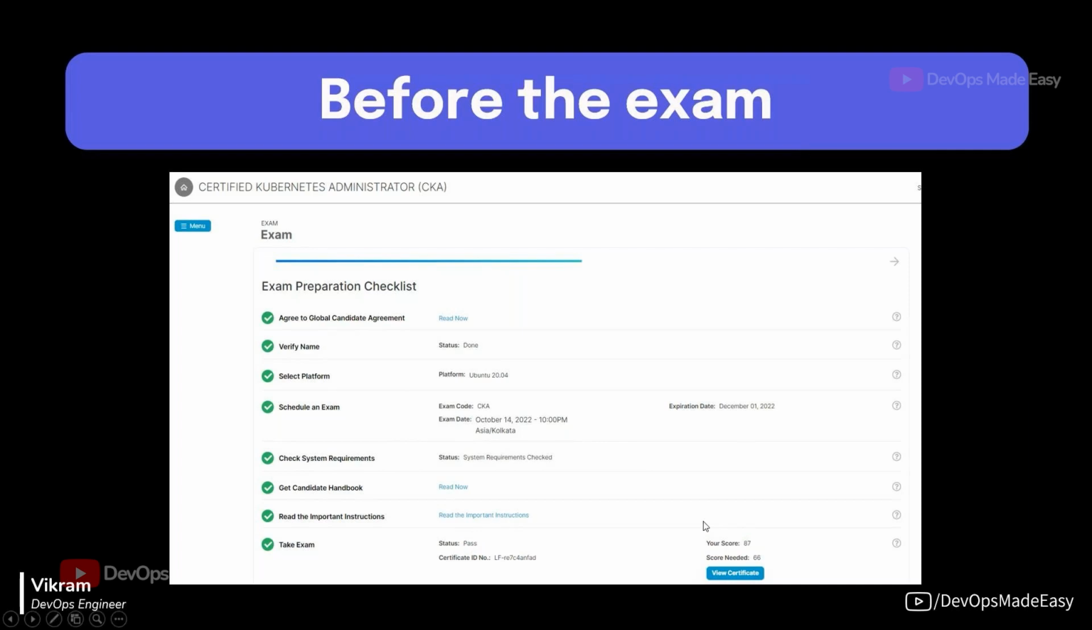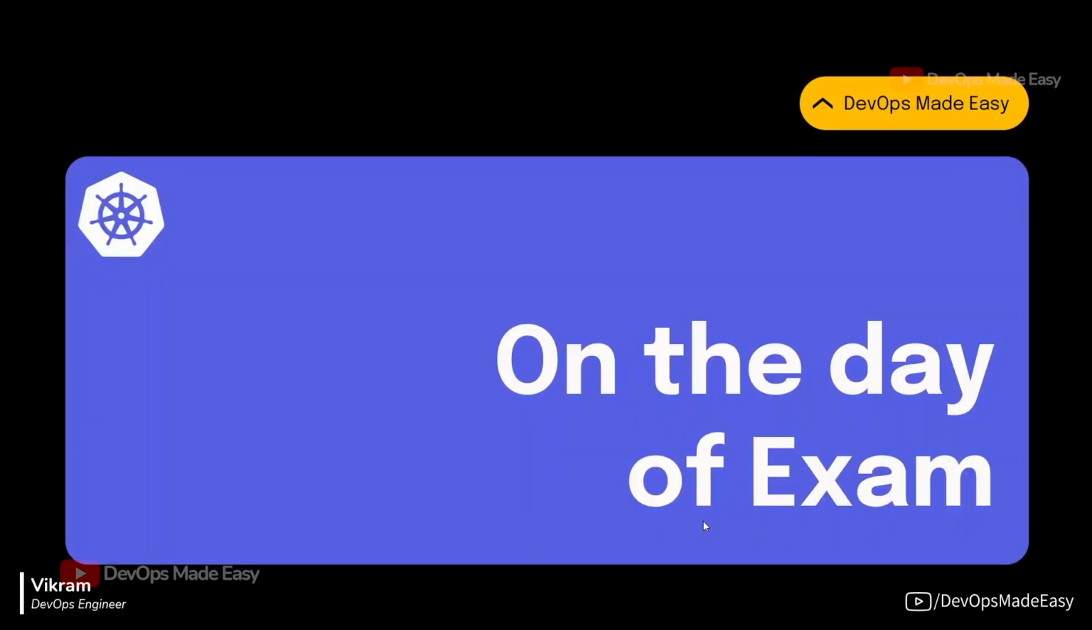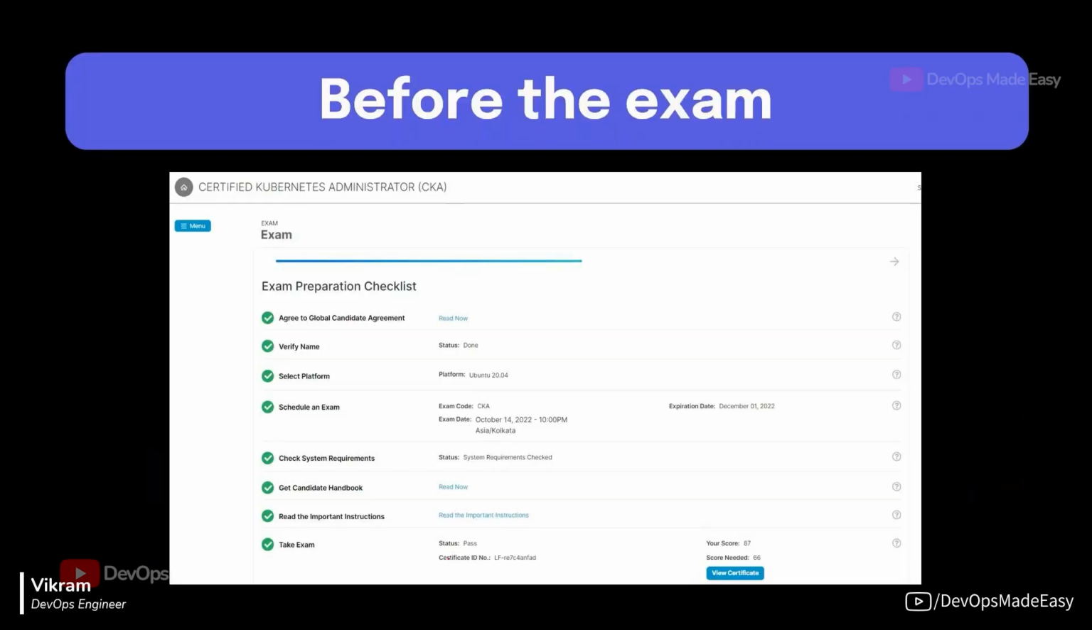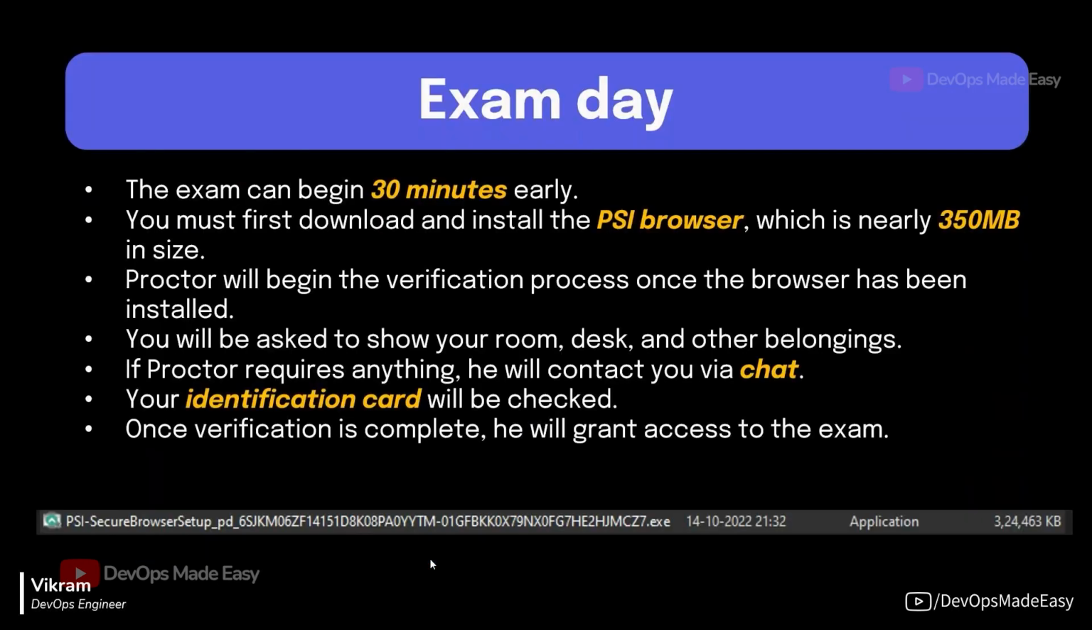And on the exam day, let's say you schedule today, you can log in 30 minutes early. Only 30 minutes before, your take exam button here will be activated at this location. Once you click on start examination, first it will ask you to download this PSI browser, which is nearly 350 MB. That's the reason why I said you need to have a good internet connection. Once you install that browser, your verification process will start.